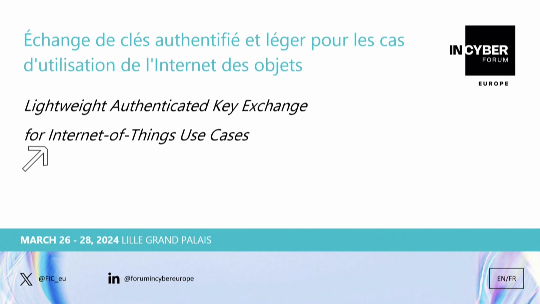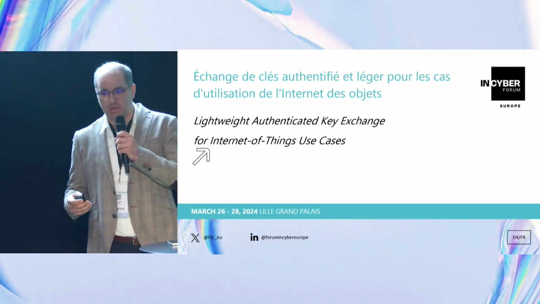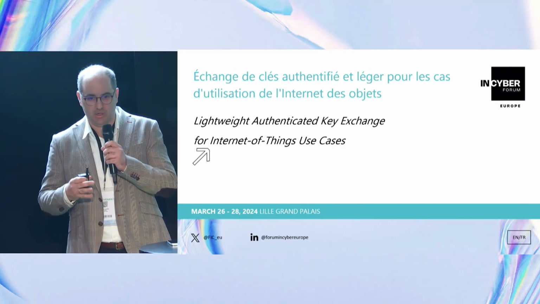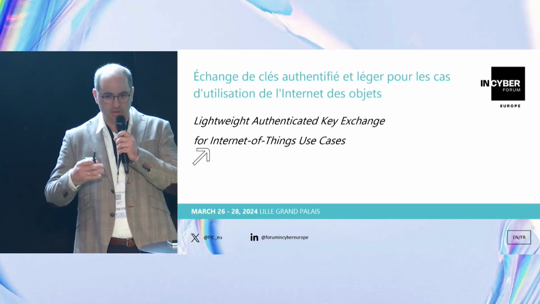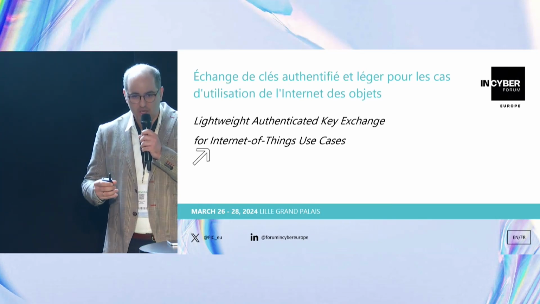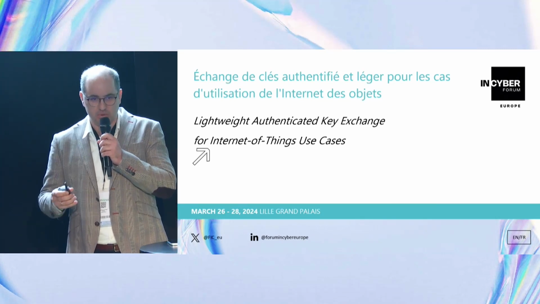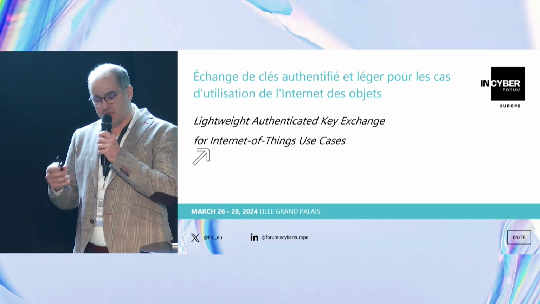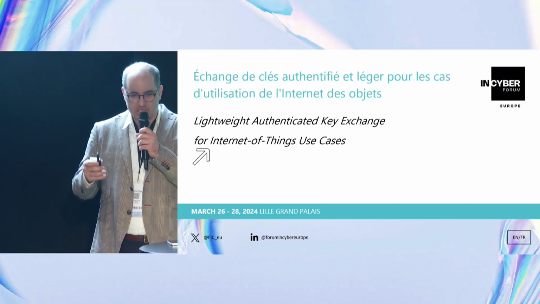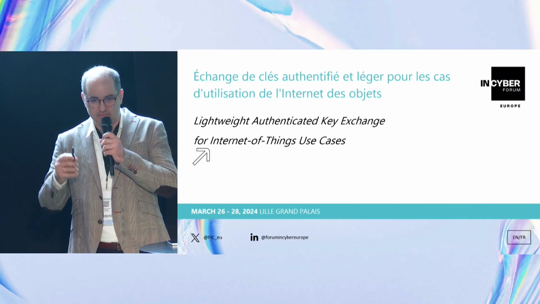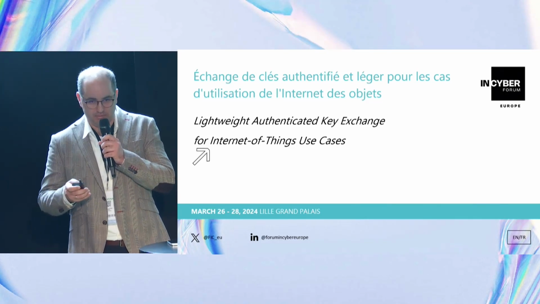So in this talk, we will be talking about a protocol that is inside the network. We will be diving deep inside the IoT network. More specifically, we will be talking about a protocol for authenticated key exchange, which is the protocol that needs to be executed before any encrypted communication can take place. This is a protocol between two entities that need to exchange a symmetric key that will later be used for encryption.